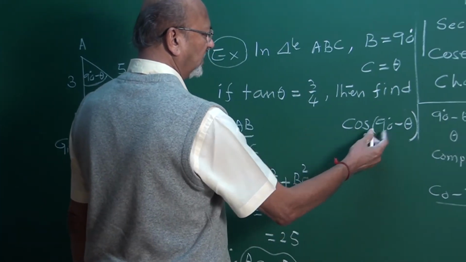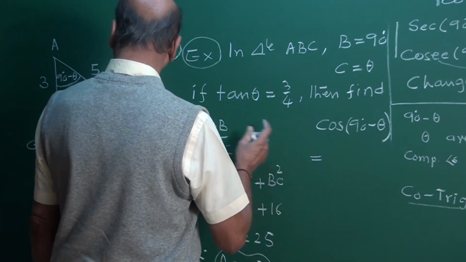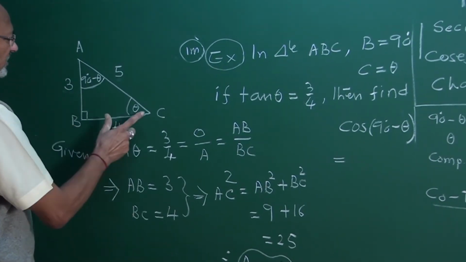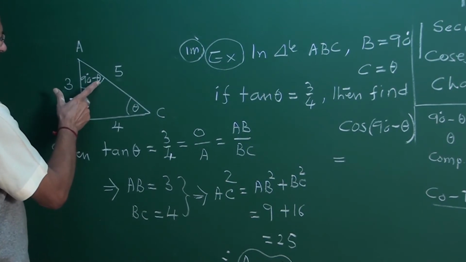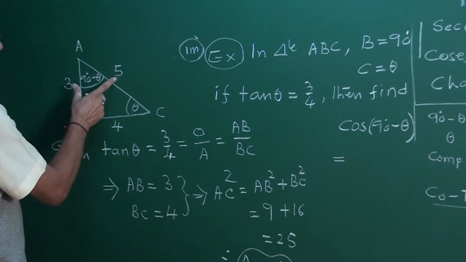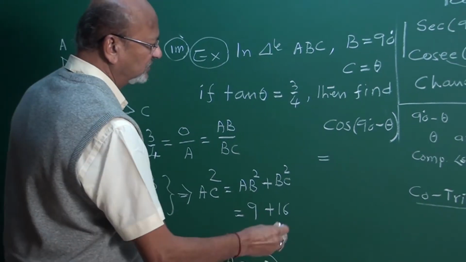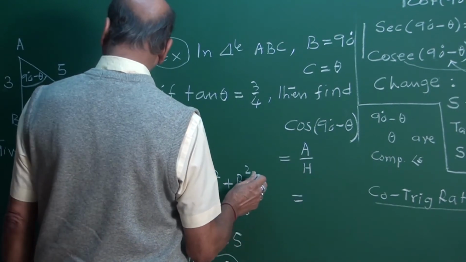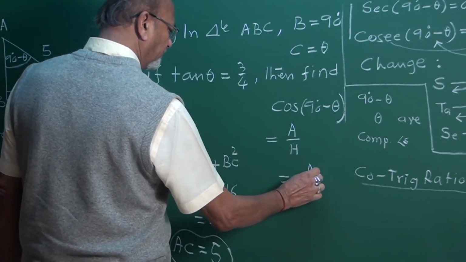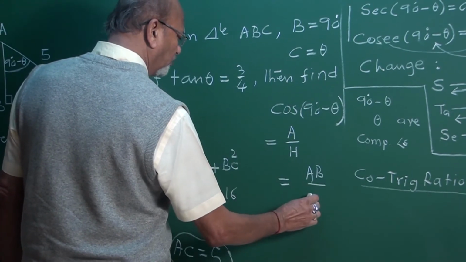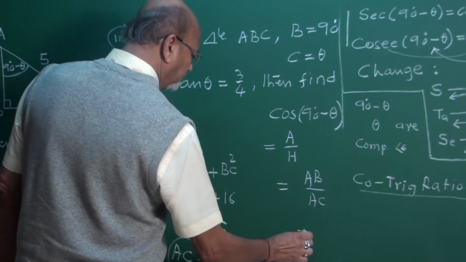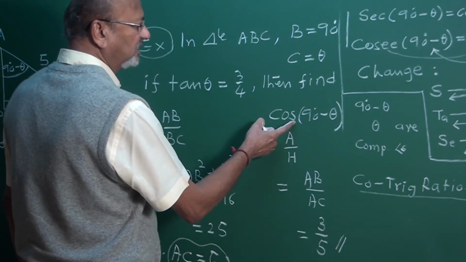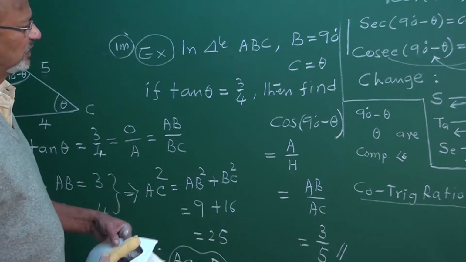Here, cos 90 minus theta. What is it? Otherwise, cos 90 minus theta is sine theta. What is theta? 3 by 5. What is cos 90 minus theta? Adjacent side upon hypotenuse. What is the adjacent side? AB. AB upon hypotenuse AC. What is AB? 3. What is AC? 5.